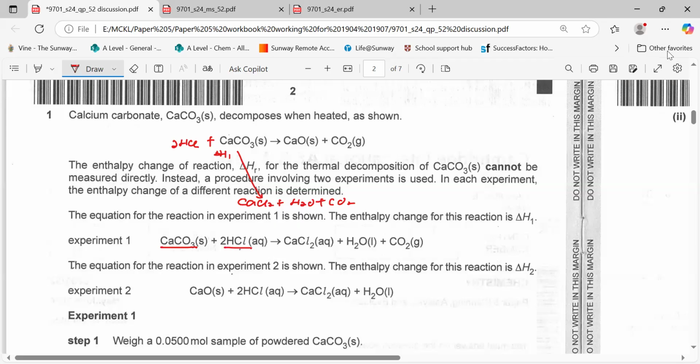You take calcium oxide, you react with HCl, so this part, plus 2 HCl to give calcium chloride and H2O. And this is called delta H number 2. So let's look at the procedure.